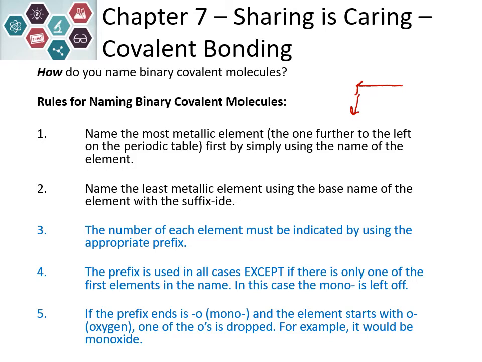The number of each element is indicated by using a prefix that describes the number. Prefixes are used in every case except for when there is only one of the first element in the name. In this case, the mono, which is the prefix for one, is left off. If the prefix ends in an O and the element starts with O, one of the O's is dropped. So it would be monoxide instead of monooxide.